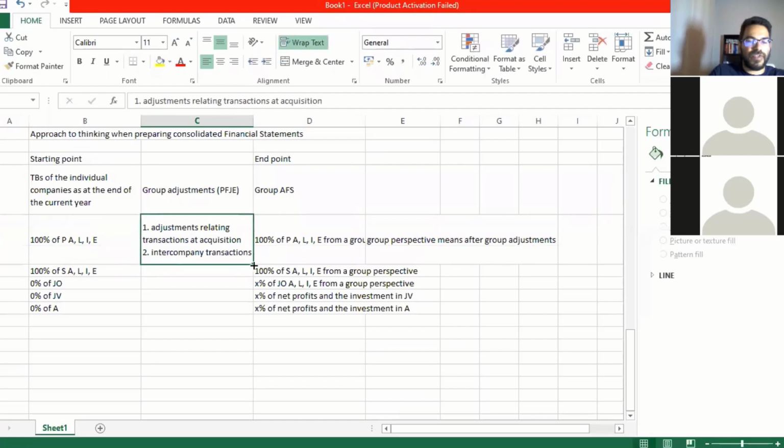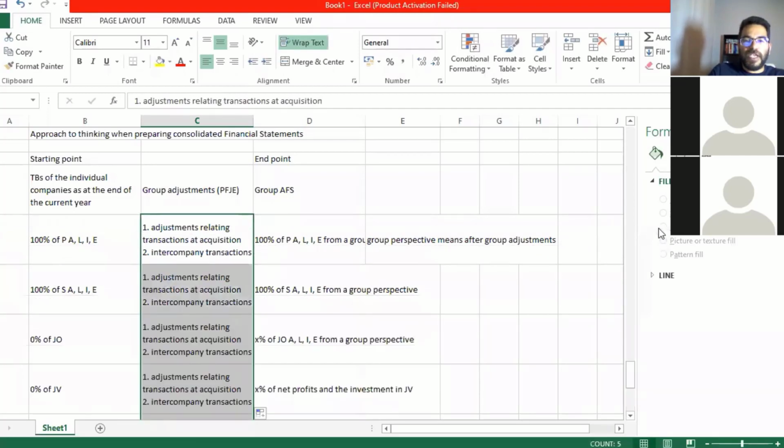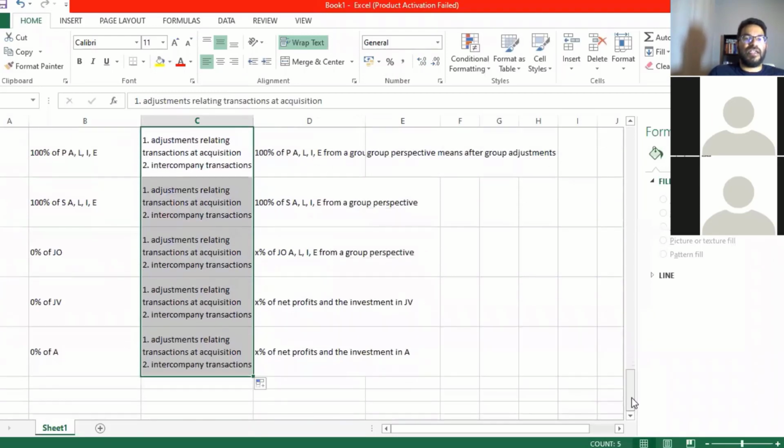Okay, the same thing applies over here. Your typical adjustments are adjustments relating to transactions at acquisition. So for example, at acquisition, there was a fair value adjustment for PPE. The cost price for the separate entity is different to the cost price for the group. The cost price for the group is the fair value, whereas the cost price for the separate entity is the original purchase price. And therefore, because the cost price is different, the depreciation will be different. So we need to account for that difference and so forth.